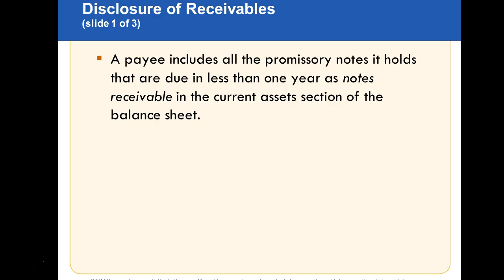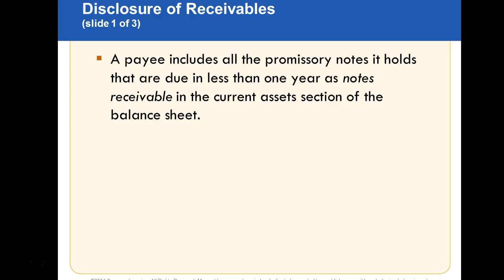A payee on the promissory note, which is the company, includes all the promissory notes it holds that are due in less than 1 year as a note receivable in the current assets section of the balance sheet. We know that current assets are assets that can be converted into cash within the current operating cycle. What are some current assets we've talked about? Cash, of course, is cash. What else have we talked about? Current assets.